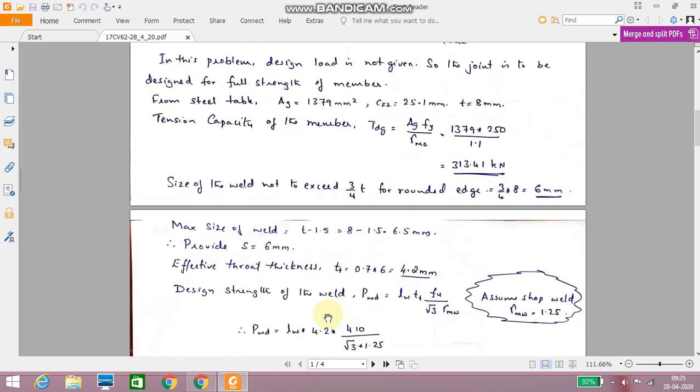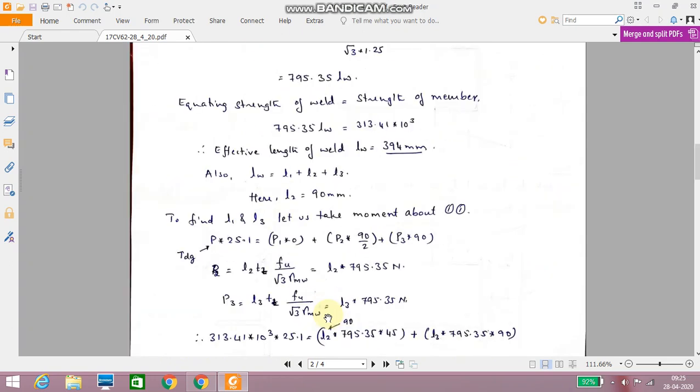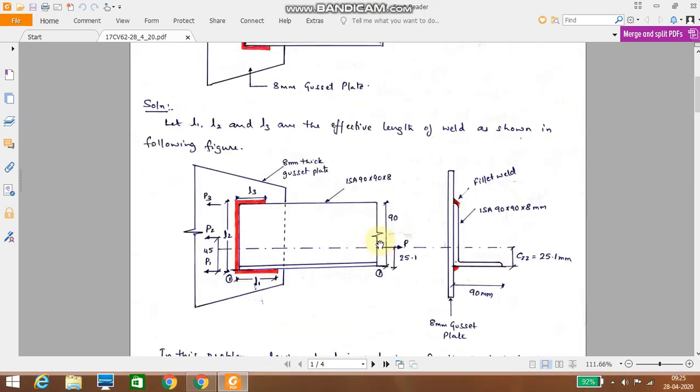So when I take moment about section 1 1, I have three forces there: P1, P2, P3 and P. So P is acting at the CG. So P into 25.1 is equal to P1 into 0 plus P2 into 90 by 2, that is 45, plus P3 into 90. Once again you can see the forces here: P1 into 0, P2 into 45, P3 into 90, P into 25.1.